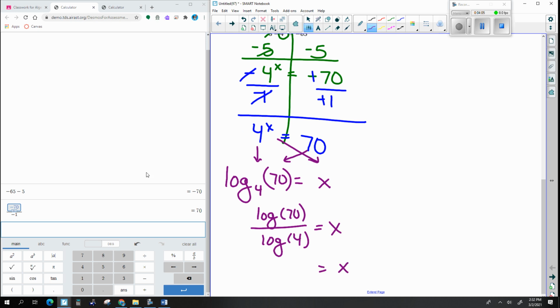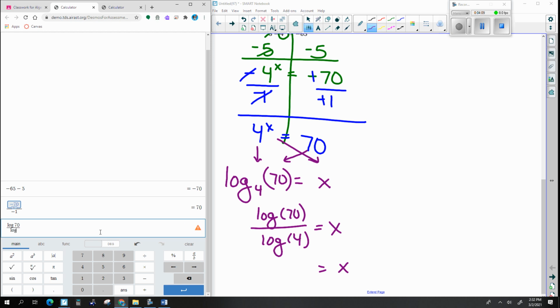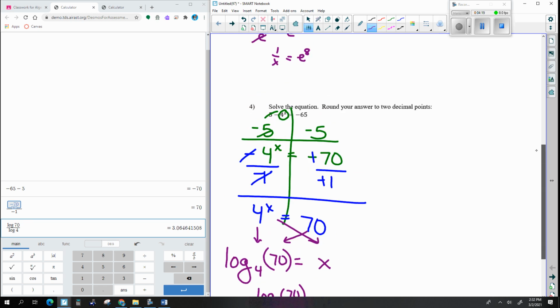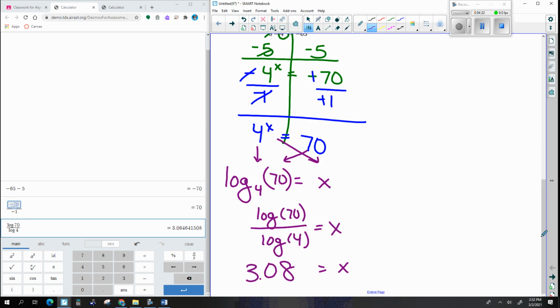So here we go to our calculator, log 70, log 4. 3.08. That's what I'm supposed to do. Oh, I'm sorry, that's 3.06. I can't read my board. I'm sorry. 3.06.